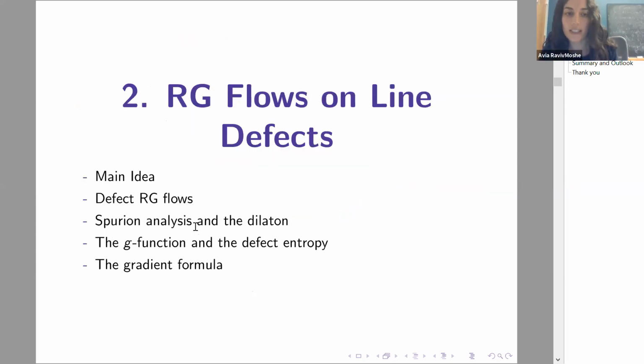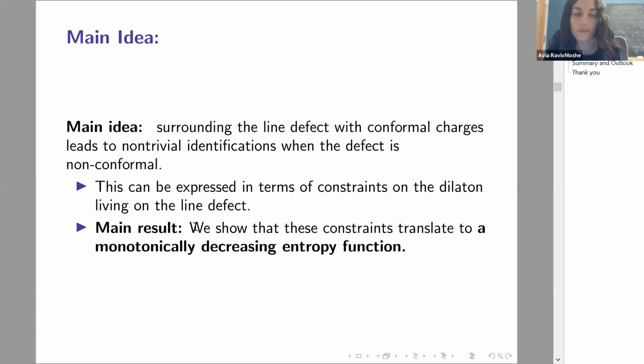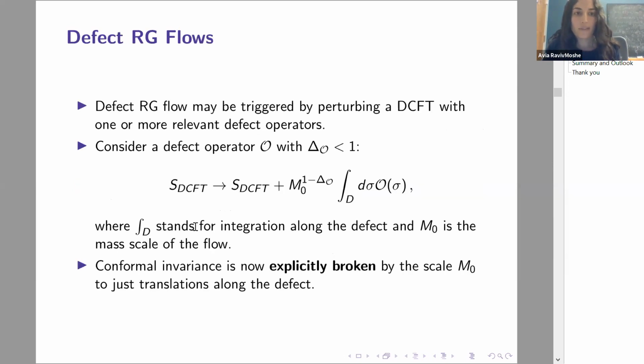Okay, so now I move on to the second part of the talk, which is about renormalization group flow on line defects. So first, I will just say the main idea and the main result, and then I will explain how we derived it. The main idea is that by surrounding the line defects with conformal charges, we get non-trivial identifications when the defect is non-conformal. And these identifications can be expressed in terms of constraints on the dilaton that is living on the line defect. And our main result is that we show that these constraints translate into a monotonically decreasing entropy function. So a defect RG flow.